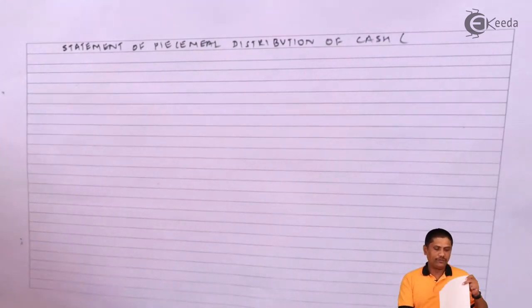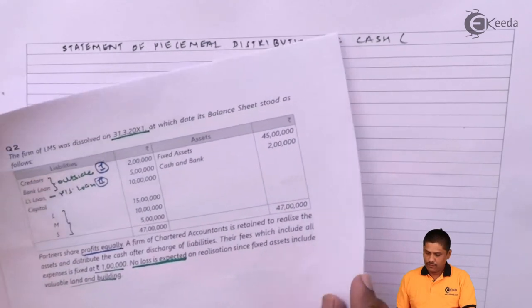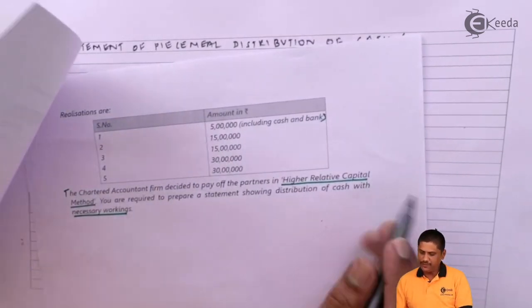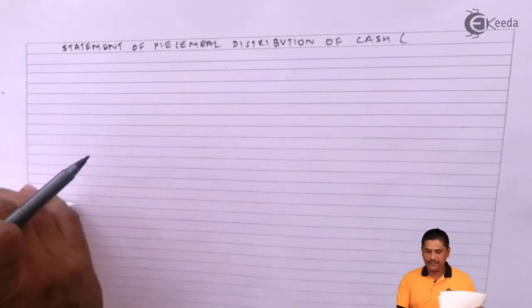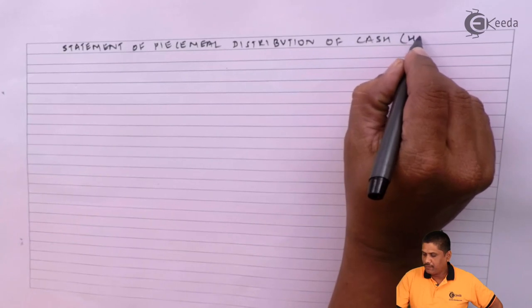Method of distributing to the partners is excess capital method or highest relative capital method. So, in the bracket, let's mention highest relative capital method.